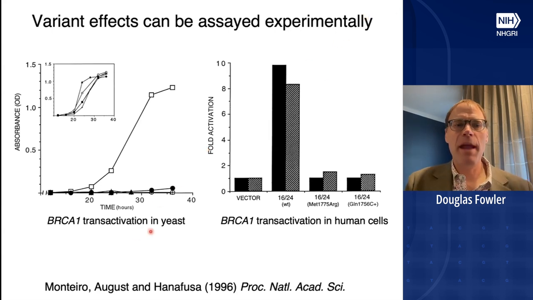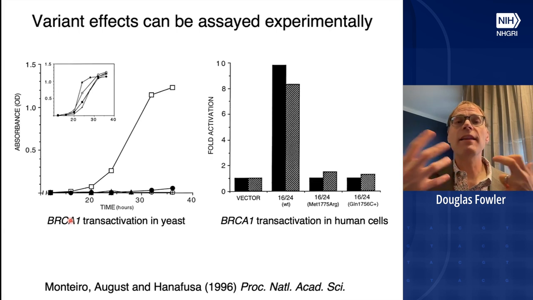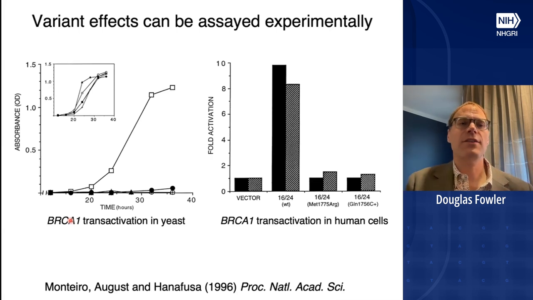So this is just an old paper that was one of the first I could find that really tested genetic variants using model systems. And they did two types of assays on BRCA1, which is a gene we'll come back to, but that's a gene where germline variants of BRCA1, loss of function variants, can cause a greatly increased risk of breast and other cancers. And so BRCA1 can activate gene expression. That's a process called transactivation.